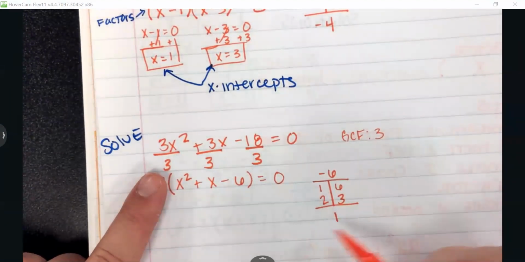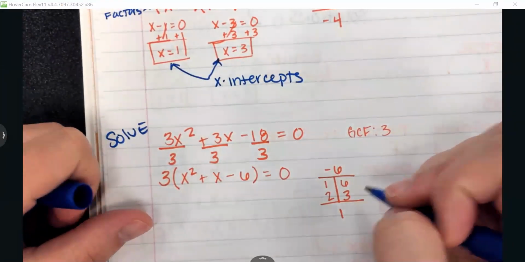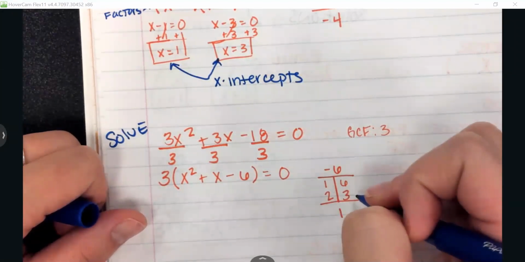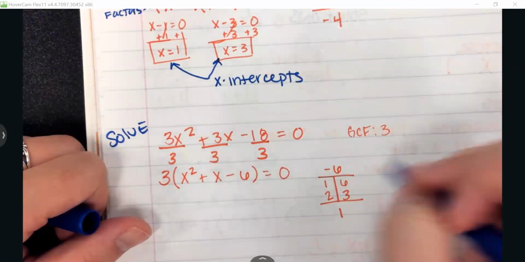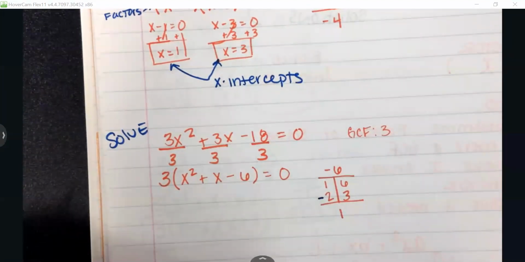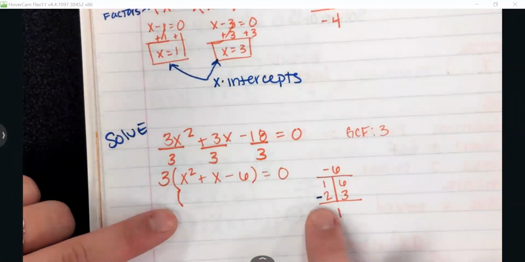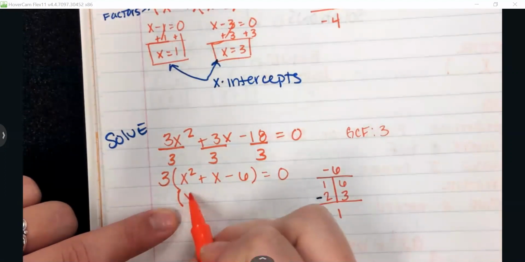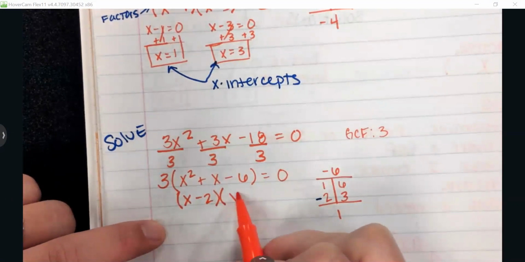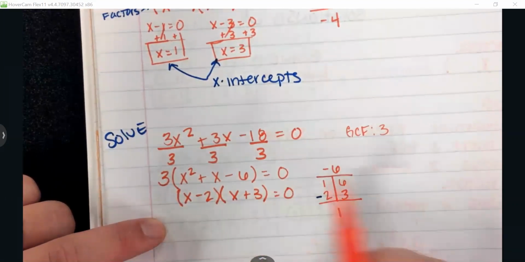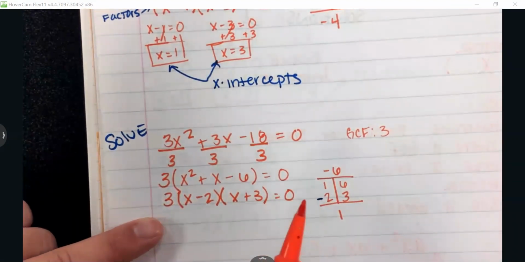How can I get a positive 1? If I use a -3, what's 2 minus 3? That's a -1. So how do I get a positive 1? The 2 has to be negative. Very good. So now I have parentheses. What's in my first parentheses? X minus 2. What's in my second parentheses? X plus 3 equals 0. GCF has to stay in front.